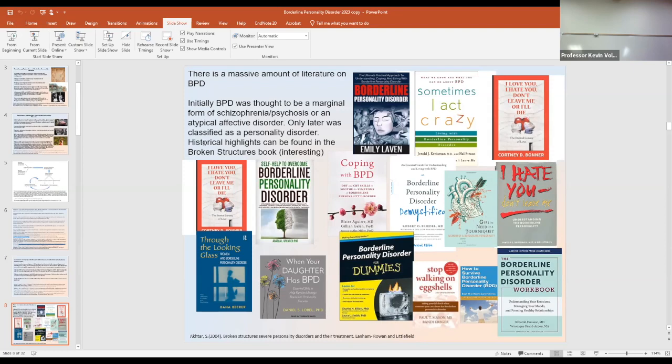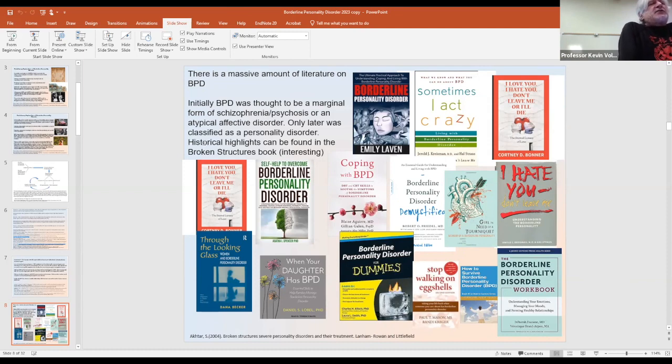Now, these books, the titles are terrible. These books are very good. I actually find these books to be very, very good. And I haven't seen this one, but I'm betting it's a pretty good book. I would bet you money this is a good book. They usually do really good jobs. The titles are terrible. When Your Daughter Has BPD, all these things, coping with BPD. So there's just tons of literature out there on this stuff.